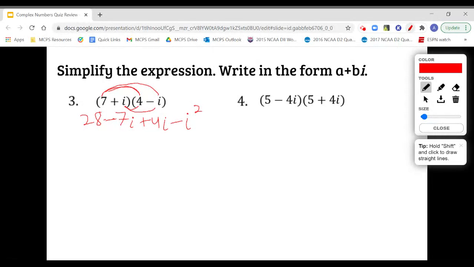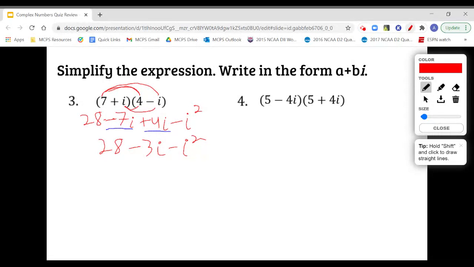At this point, I have 4 terms, but I am noticing 2 of them are like terms. I have a negative 7i and a positive 4i. So I'm actually going to go ahead and combine those 2 together, leaving me with 28, and then negative 7 plus 4 is negative 3, so negative 3i minus i squared.